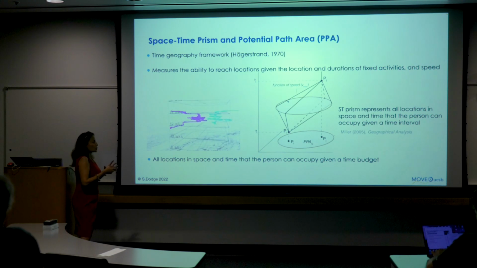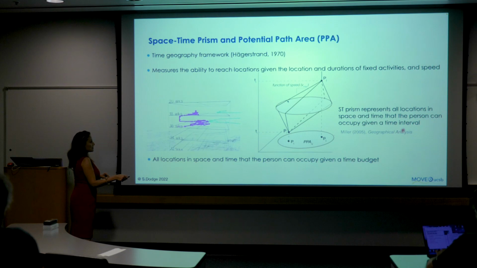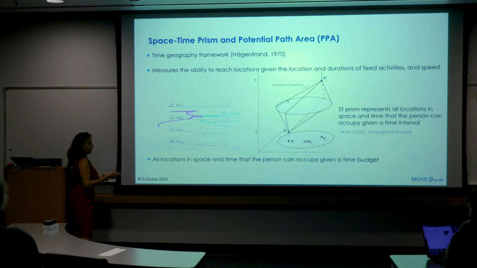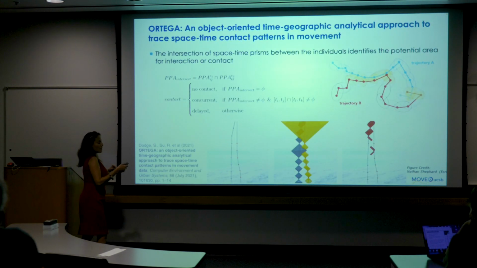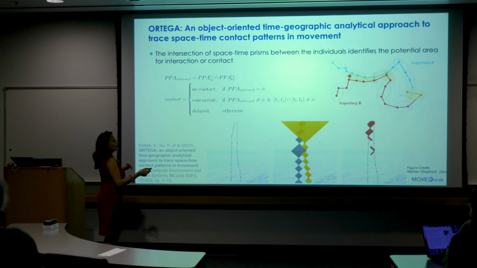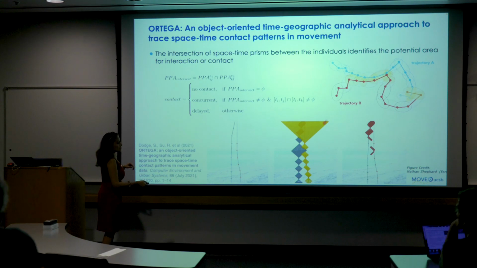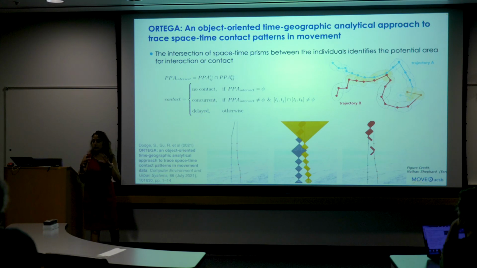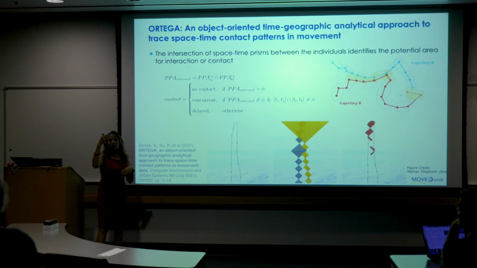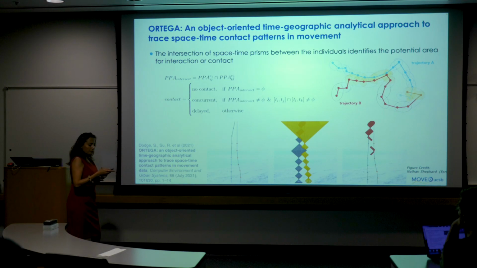So we are looking at this space-time prism, and then how it intersects between these two individuals. So the projection of this space-time prism is an ellipse, and when we intersect these ellipses between two trajectories, we identify areas of potential intersection. So you and I could meet potentially in this space and time, or maybe with a time delay.